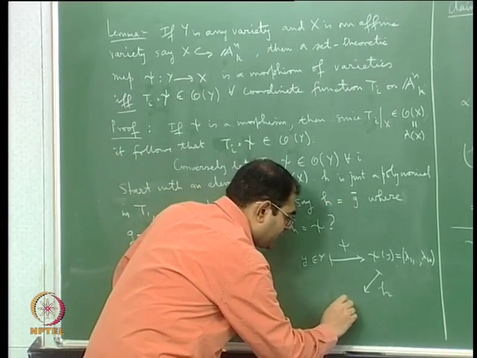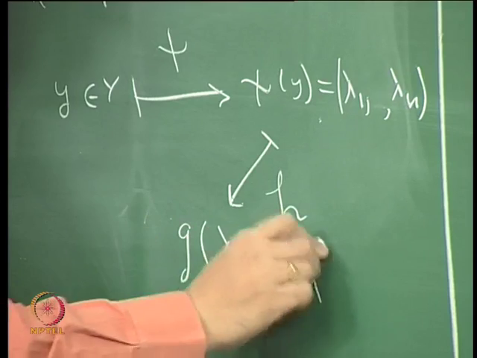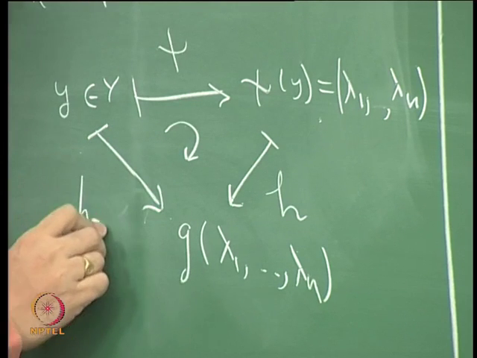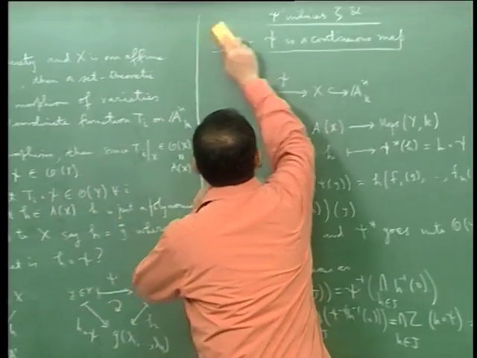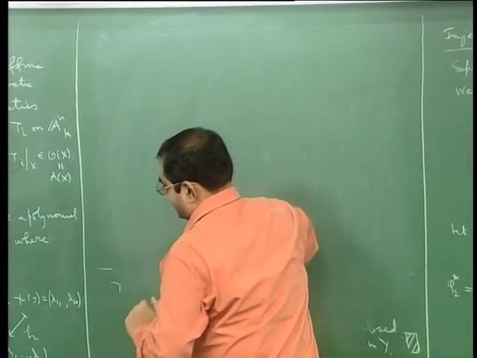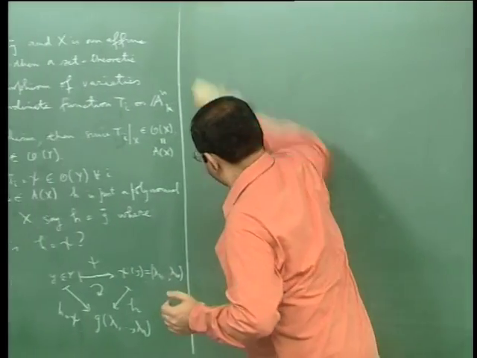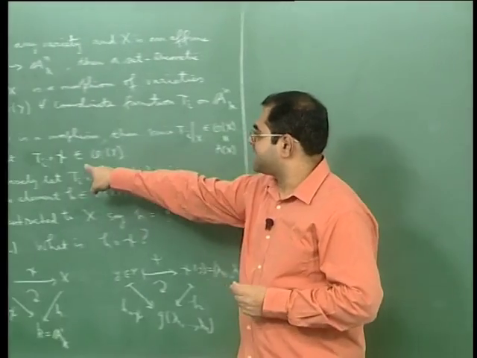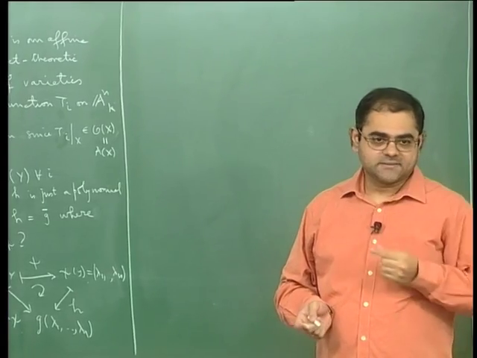Okay, so what I will get here is G of lambda 1 etcetera lambda n. This is what the map, this map which is H circle psi, gives. And if you look at it now, it will be clear that H circle psi is a regular function on capital Y, because it is actually a polynomial in the Ti circle psi, in exactly the way in which G is a polynomial in the lambdas, in the T's.